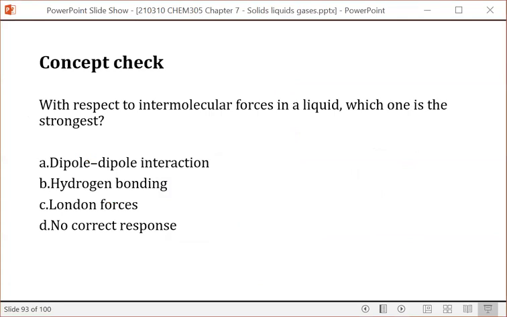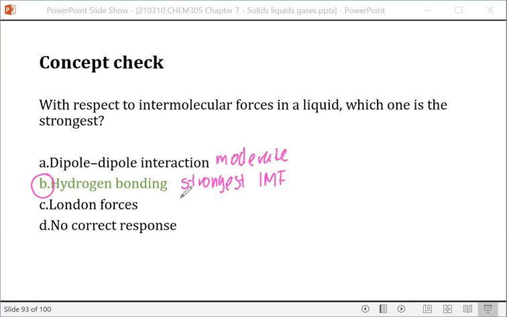So let's do a quick concept check. With respect to intermolecular forces in a liquid, which one is the strongest? Dipole-dipole interactions, hydrogen bonding, London forces, or no correct response? Hopefully you can answer this one: hydrogen bonding is the strongest IMF. Dipole-dipole is our moderate. And London dispersion forces are the weakest.